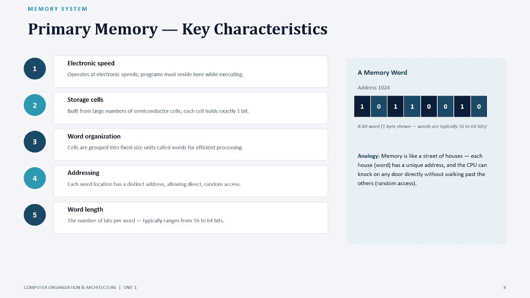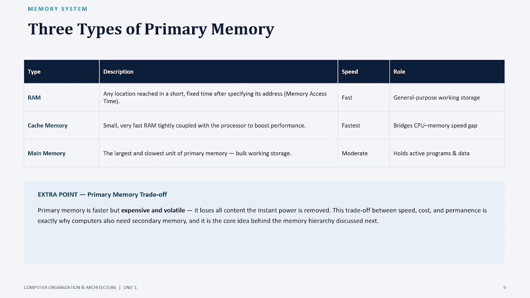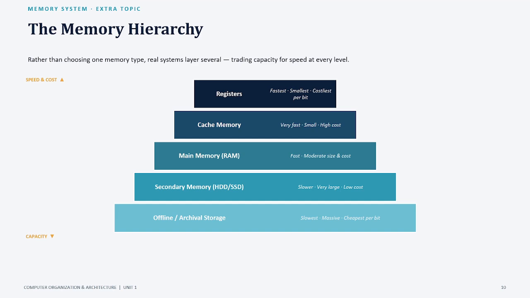Primary memory has electronic speed, storage cells, word organization, addressing, and word length. And it has three types of primary memory: RAM, cache memory, and main memory. The fastest among these memories is cache memory. It bridges the CPU-memory speed gap. Primary memory is faster but expensive and volatile. It loses all content the instant power is removed. And this is the memory hierarchy of a memory unit.